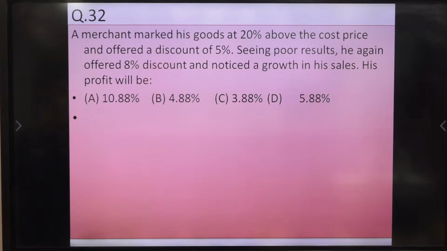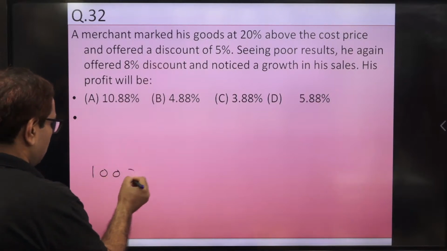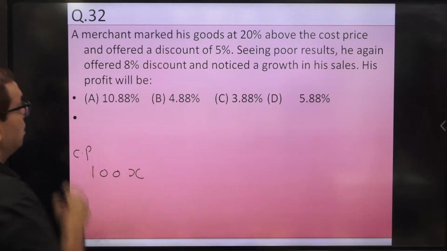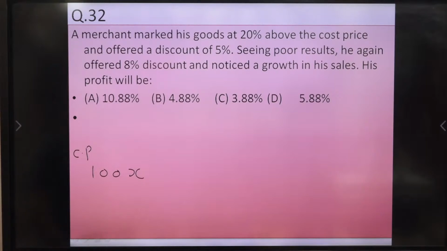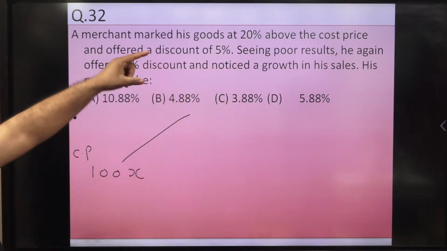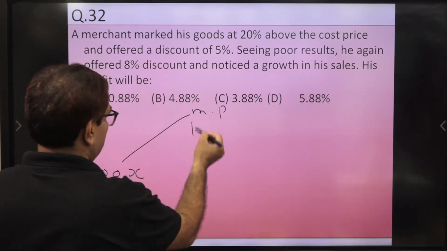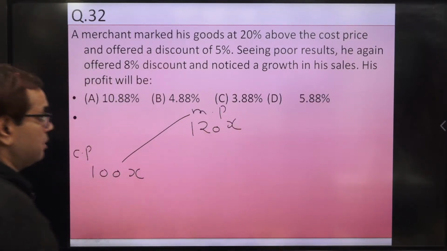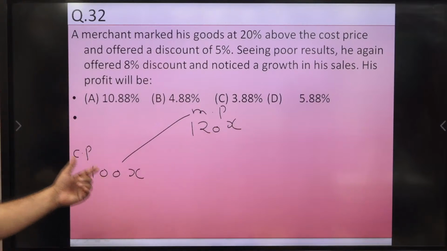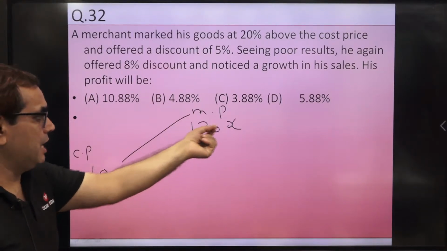So what we can do here, suppose the cost price was 100x. Now the merchant marked his goods at 20% above the cost price. So 20% is the markup actually. 20% above the cost price means markup is 20%. So what is the mark price? It will be 120x because 20% of 100x will be 20x. So mark price will be cost price plus markup, so it will become 120x.